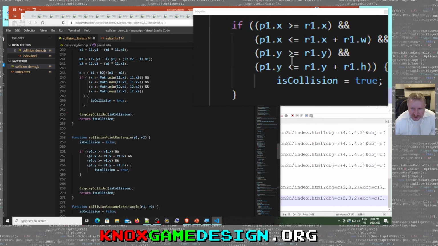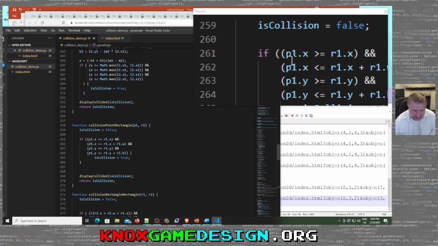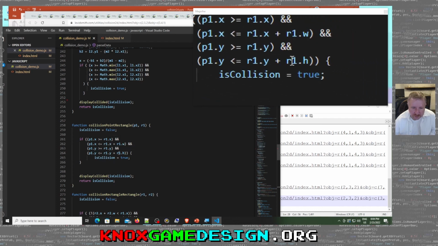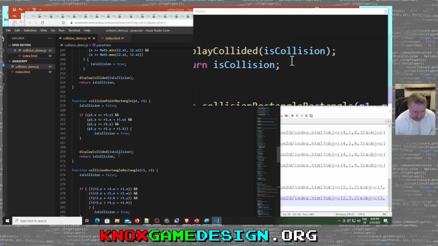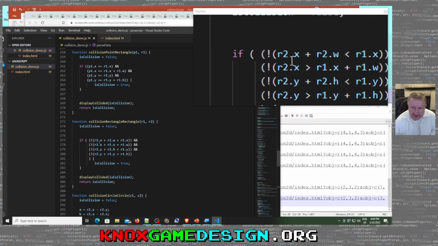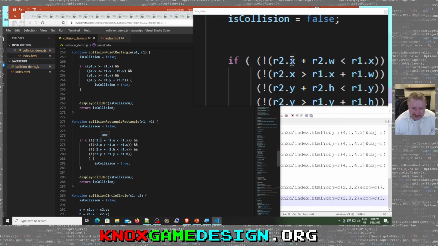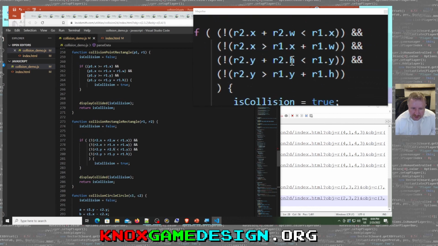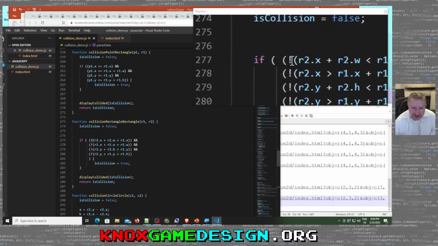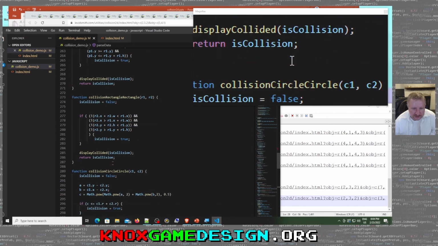Here's collision point rectangle. This is a simple one. We're just checking if the x is within the x values of the rectangle, and the y is within the y values of the rectangle. Here's collision rectangle rectangle. This is where we test whether the second rectangle is to the left, to the right, above, or below the first rectangle. So if all those don't apply, then it does collide.